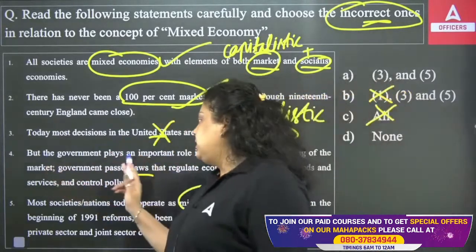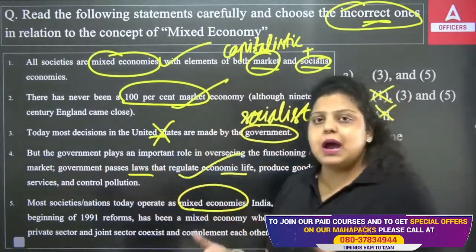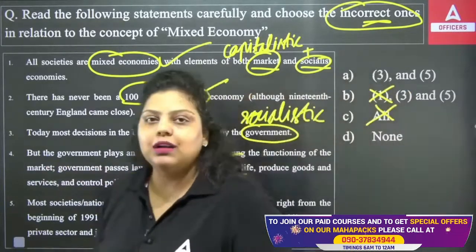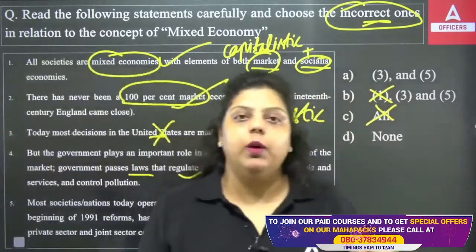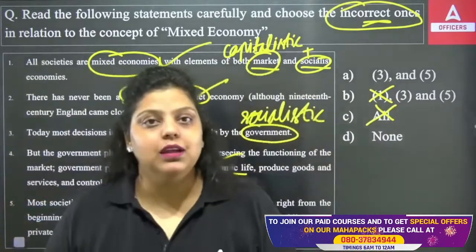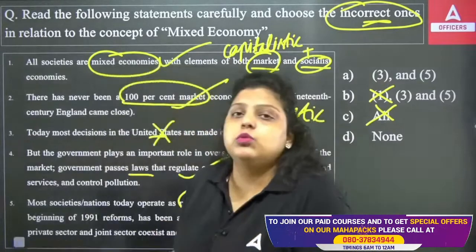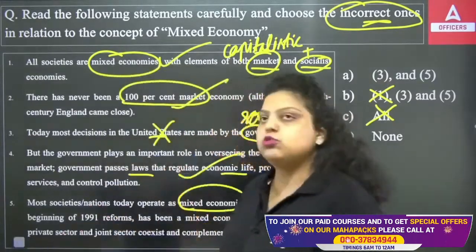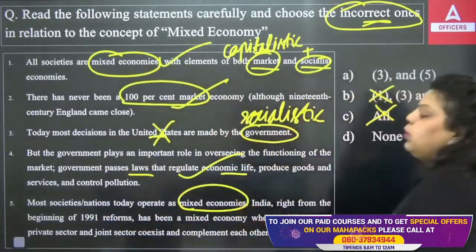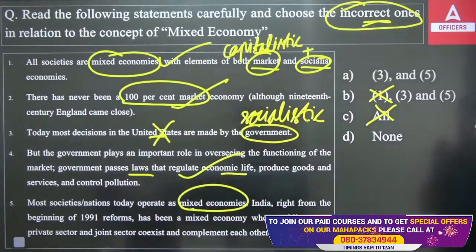Fourth is saying, but the government plays an important role. Obviously, if a capitalistic economy is there, it's not like the private companies will decide the law and order. The law and order will be decided by the government. The production will be done by the government. The pollution will be controlled by the government. The social welfare will be done by the government. This is also true.